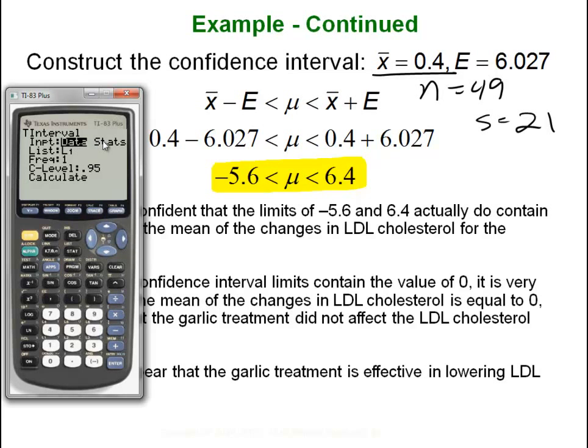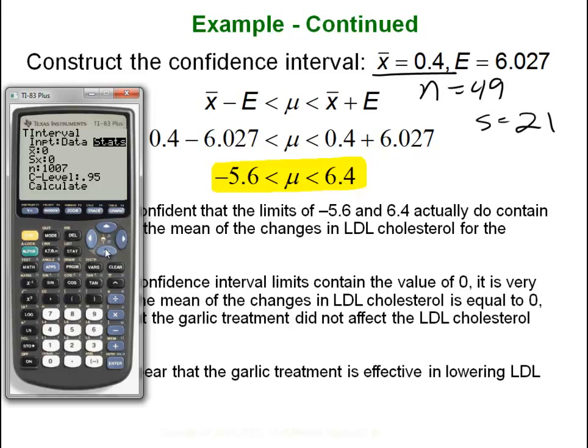Now it's going to ask you, do you want to do it with data or stats? Data would mean if you had the raw data. So you actually put these 49 pieces of data in list 1, then you would choose data, tell it list 1, and go from there. If you want to do it with stats, you choose stats, and when you click enter, it changes and it now knows what to ask for.